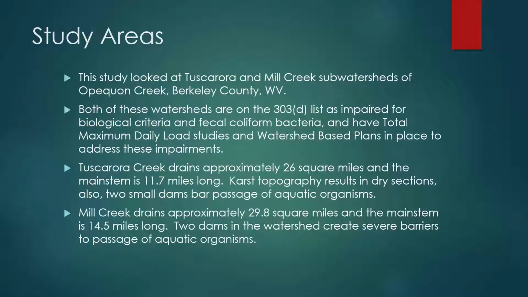Tuscarora drains approximately 26 square miles and is 11.7 miles long. Karst topography results in dry sections. We found 2 dams that bar passage of aquatic organisms. Mill Creek drains approximately 29.8 square miles, the main stem being 14.5 miles long. 2 dams in this watershed create severe barriers for aquatic passage.